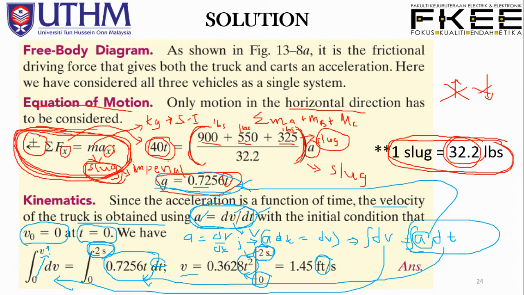This is imperial, because again everything is in pounds. So you have changed to slug to maintain the unit of imperial. So you get feet per second instead of meters per second, the speed of the truck v. Answer.